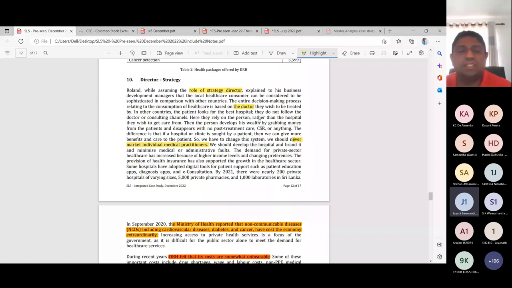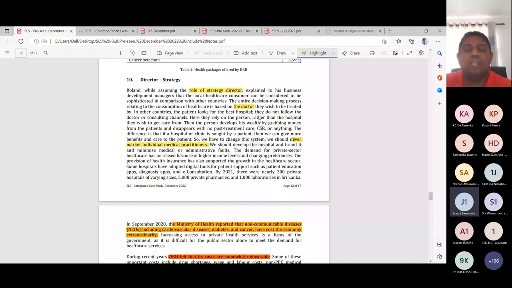The demand for private sector healthcare has increased because of higher income levels and changing preferences. The provision of health insurance has also supported the growth in the healthcare sector. Some hospitals have adopted digital tools for patient support, such as patient education apps, diagnostic apps, and e-consultations. These are mobile use. So initially also they talk about 4.0. These mobile apps are some of the examples of new technological adaptations.